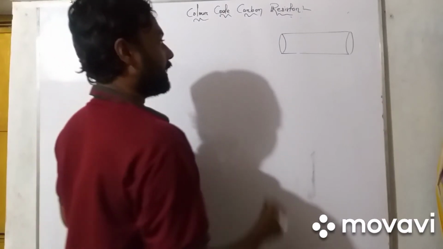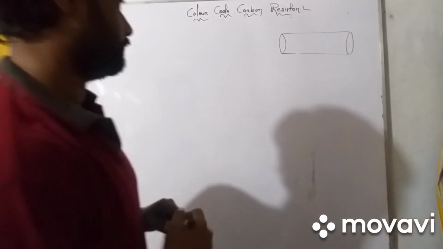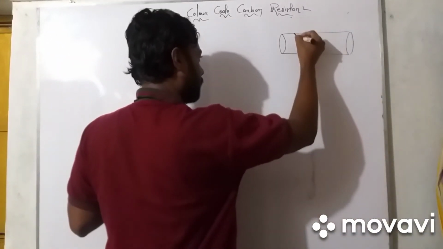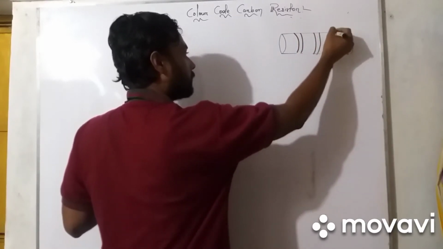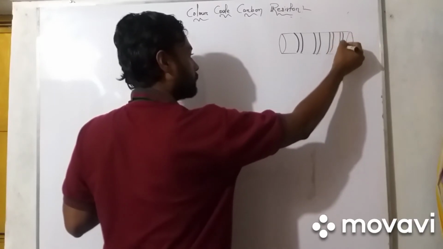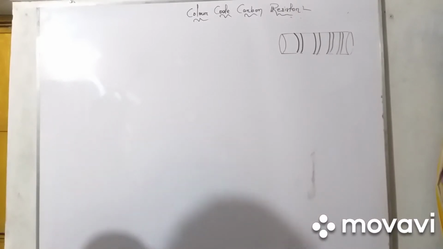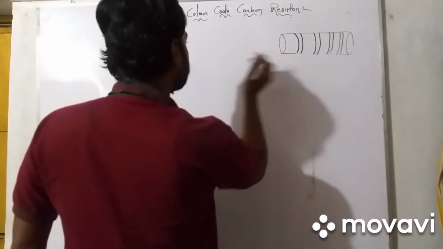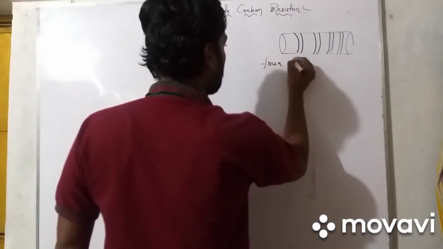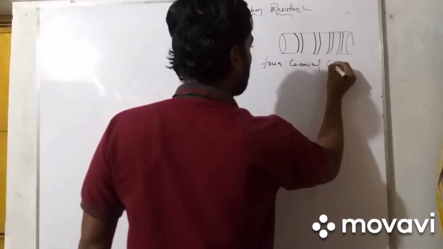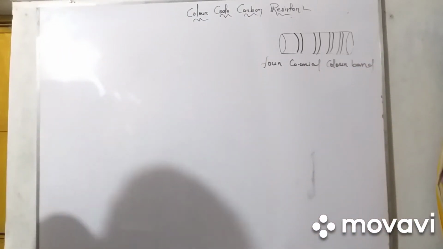This is the carbon resistor. That can be coded by some colors. This is the first color, second color, third color, fourth color. Clear? So that carbon resistor represents 4 coaxial color bands.